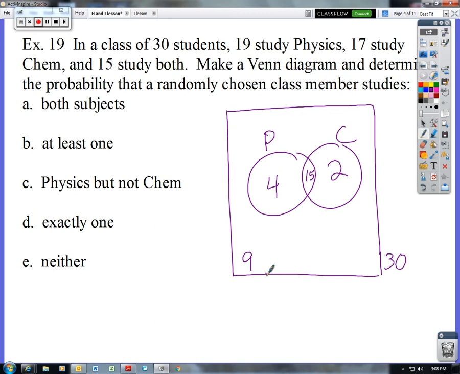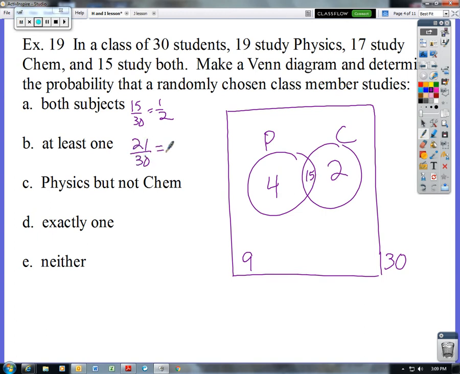Probability that a randomly chosen person studies both. Well, then it's very easy. That's going to be 15 out of a total of 30, which we know is 1/2. At least 1, so that could be these numbers here, 4, 15, or 2. Any of these people in these areas is studying at least 1. So what is that? I think I said that already. Wasn't that 21? Yeah, 21 out of 30.